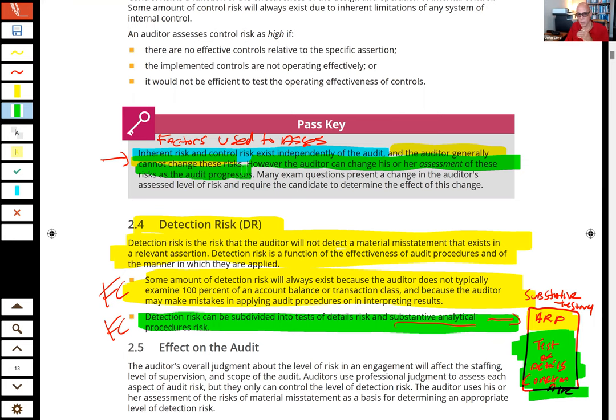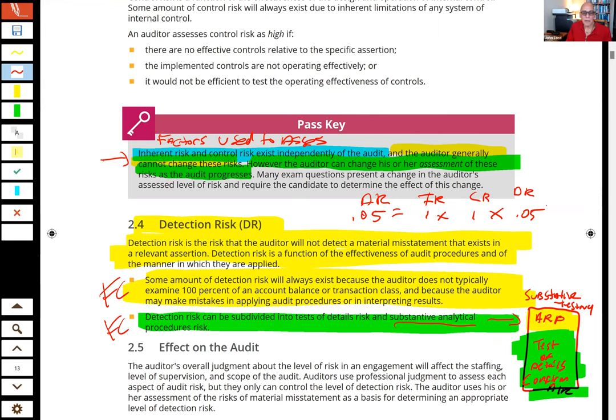The auditor can always change their detection risk depending on how much risk they're willing to accept. So if my audit risk is supposed to be 0.05, and my inherent risk is one and my control risk is one, that means my detection risk is going to have to be 0.05 to keep my audit risk at 0.05.